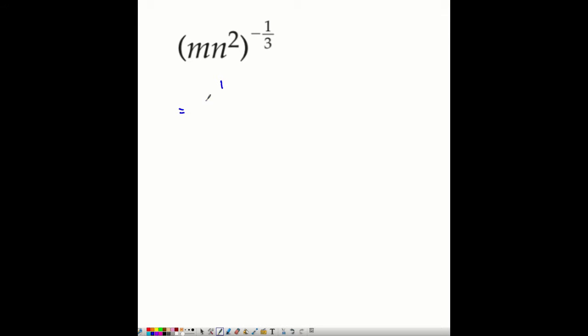Once again, we have a negative exponent, so I'm going to write that as 1 over my base, and then to the positive exponent, to the positive 1/3. 1/3 means it's going to be the cube root, so I'll take 1 over the cube root of mn squared.